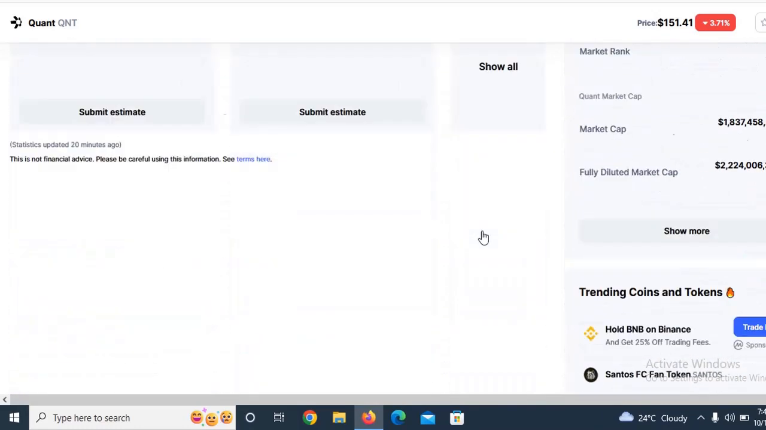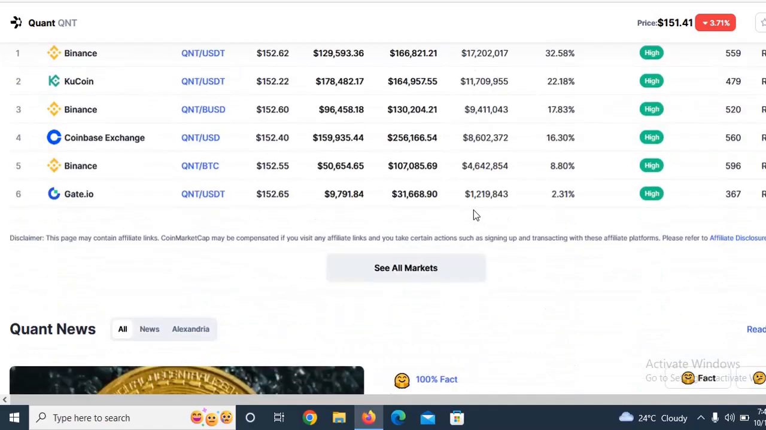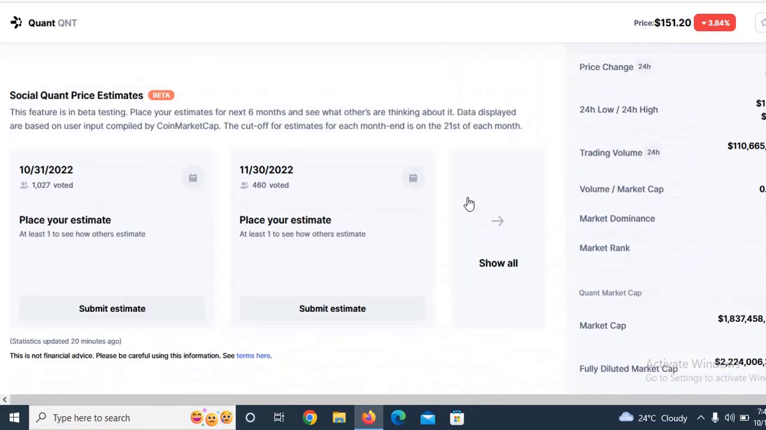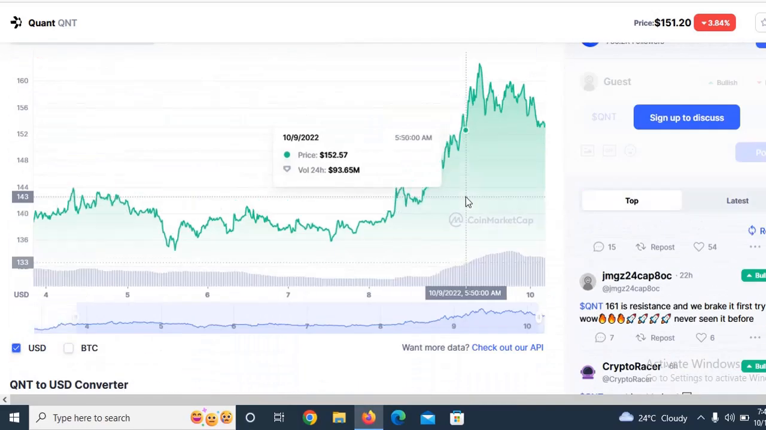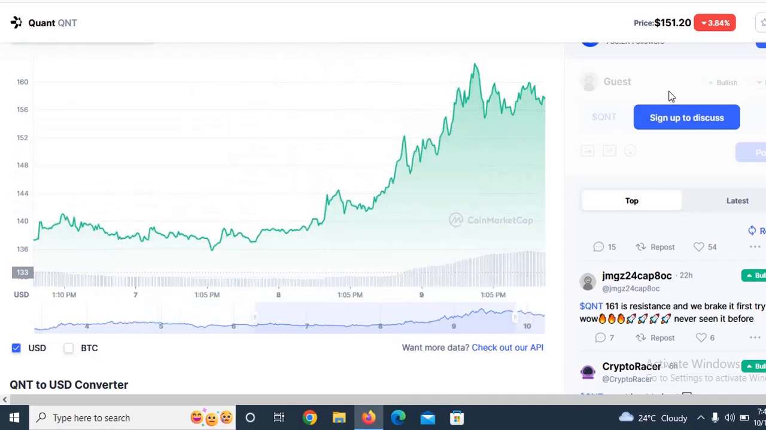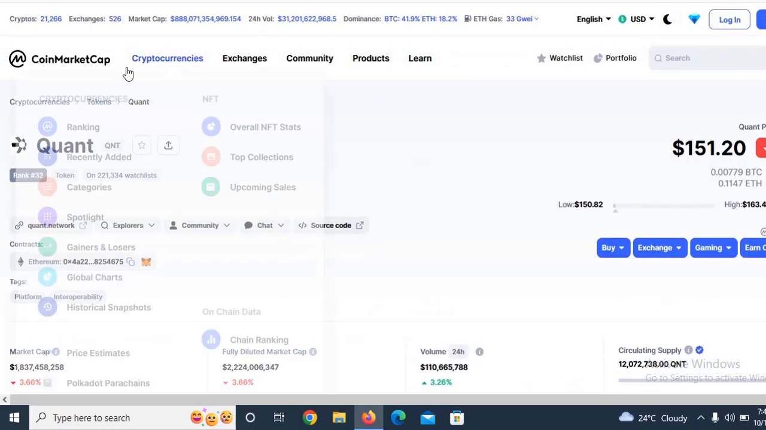As you can see, in the past 7 days we really had a very big number for Quant, and we'll just be doing some little technical analysis to see where Quant is going, some of the things that are going to happen for Quant in the next few days.